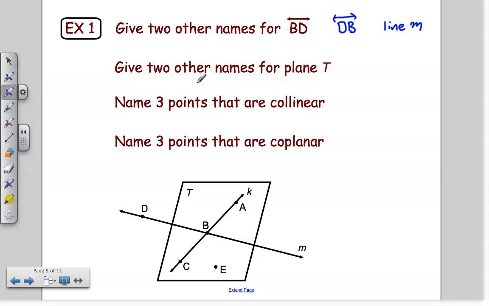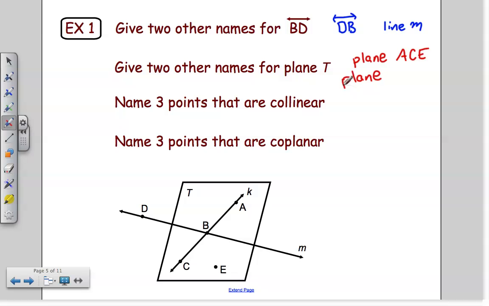Next example here, can you give 2 other names for plane T? Notice using the capital letter T, that one capital letter in cursive is used to identify this plane. The other way to name a plane is to give 3 points on that plane in any order. So I'm looking at points on this plane, and I see A and B and C and E, and I can do any combination of those letters. So maybe I'll call it plane ACE because I like that I can spell ace. And again, I have to write that word plane.